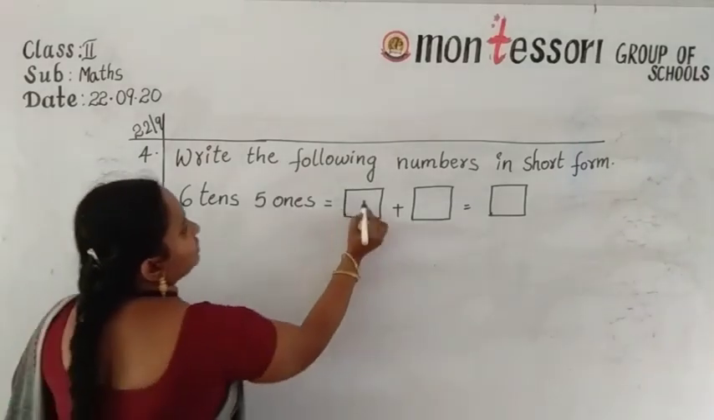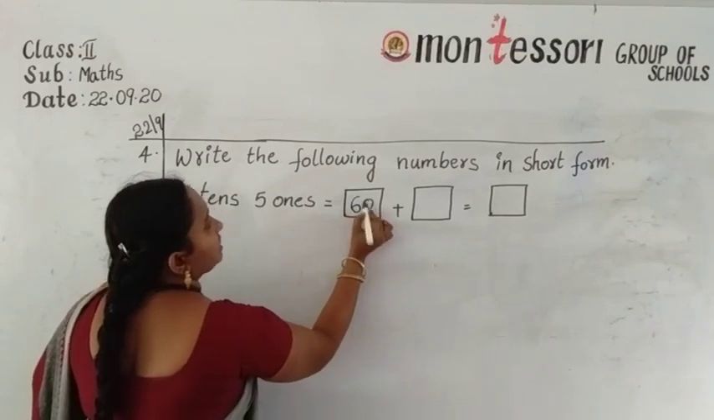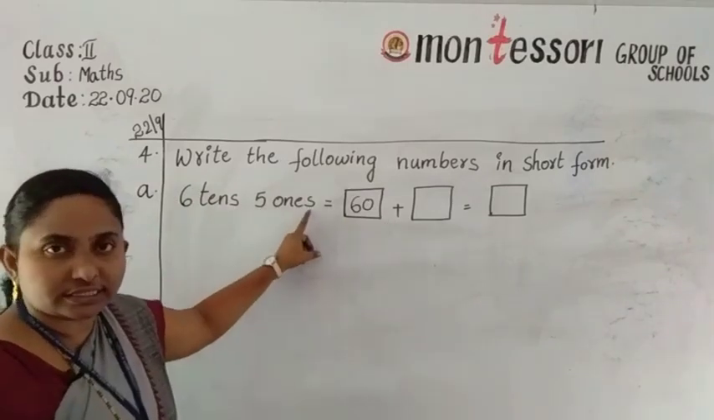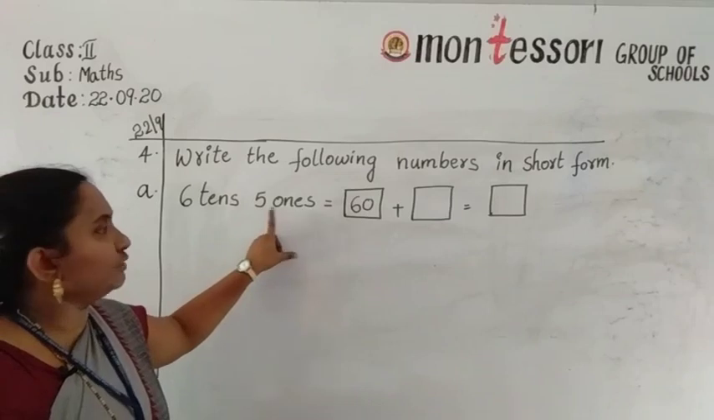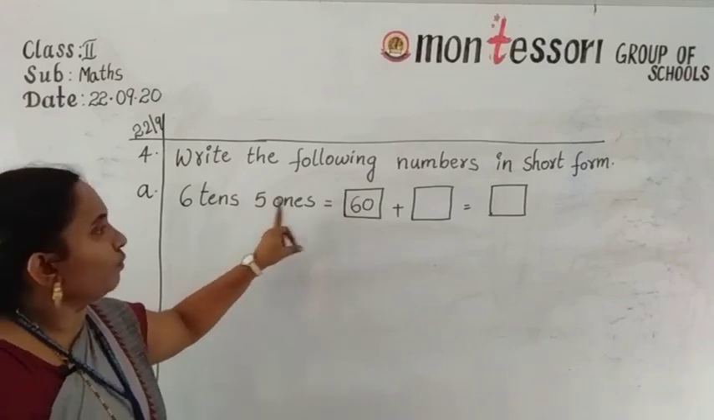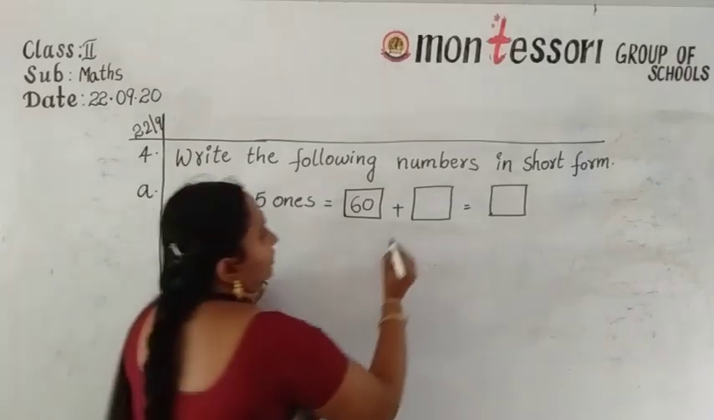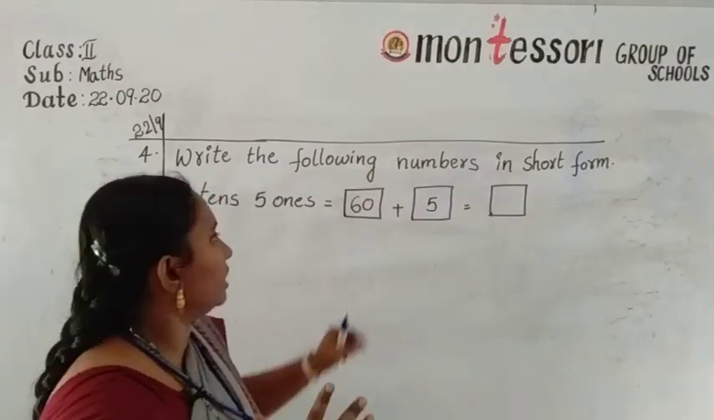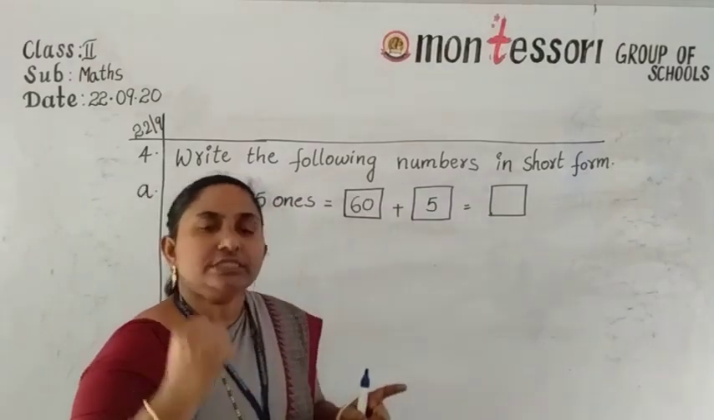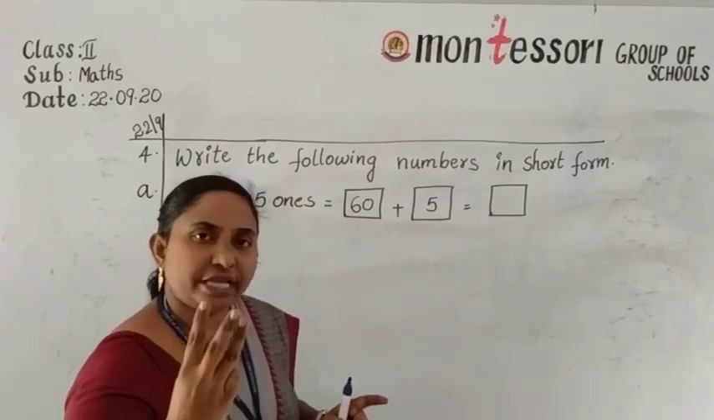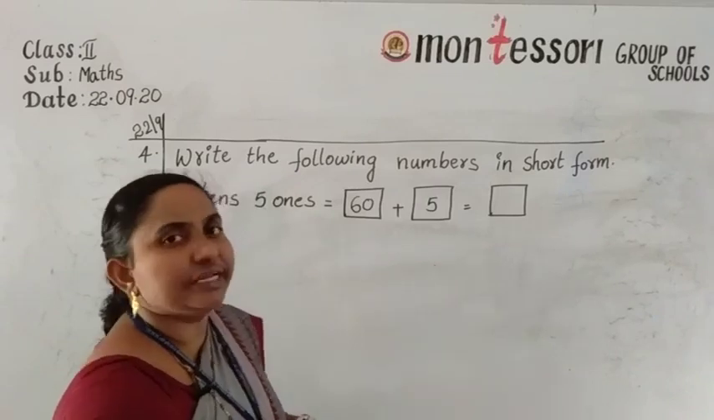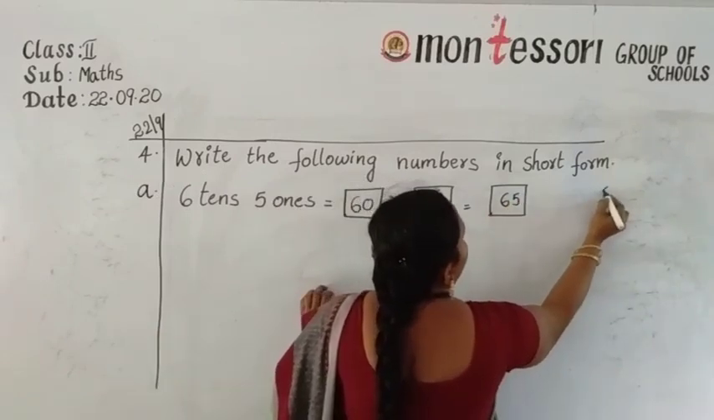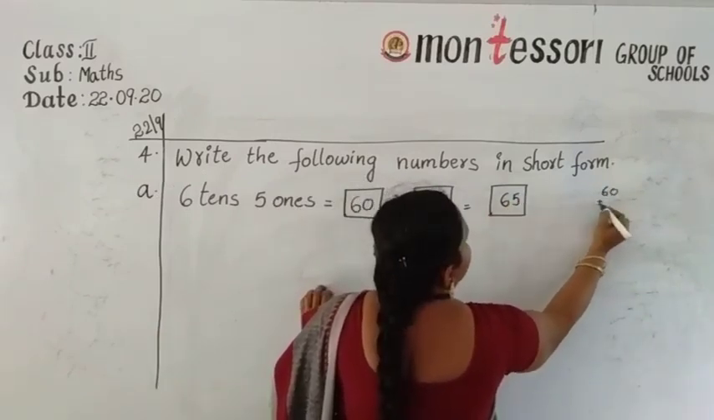6 tens means 60. So now I am writing in the first box 6 tens means 60. And again here plus. Next, 5 ones. 5 ones are 5. Now 60 plus 5. Now I am taking 5 fingers. Here 60. After that 61, 62, 63, 64, 65. Now what is the answer? 65. If you don't know 65, you take a rough column and write 60 plus 5.